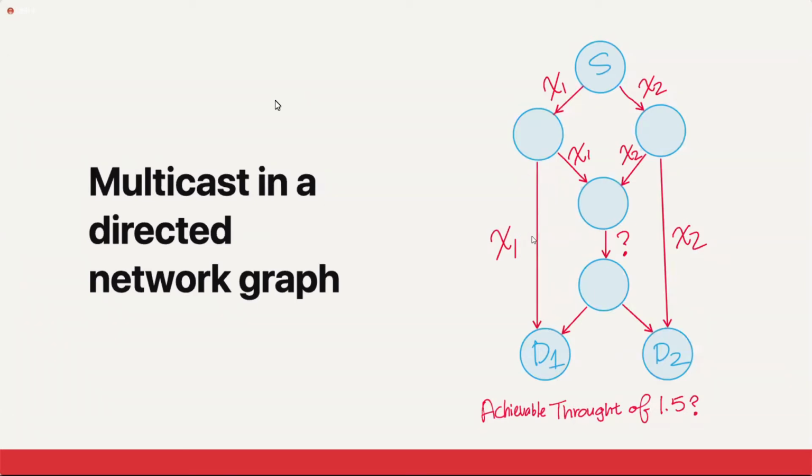And if we don't have any errors on these links, and if we want to do multicast in an arbitrary graph from one source to multiple destinations, in this particular case, we have two destinations and one source, the question is, what is the maximum achievable throughput if we want to do multicast? If we don't do anything related to network coding for this particular graph, which is the famous butterfly example, you have X1 and X2 going into a shared bottleneck. At that shared bottleneck, you can either send X1 or you send X2, and you cannot send both of them at exactly the same time.